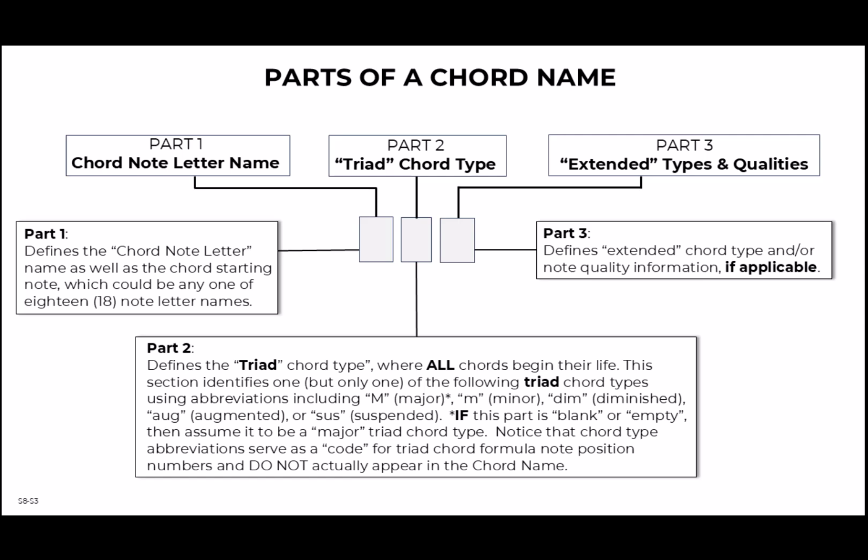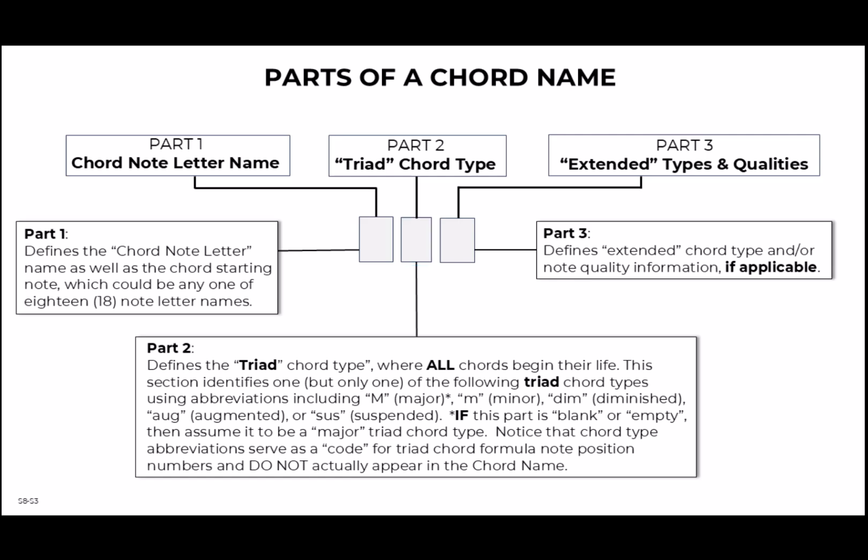Again, to repeat and clarify, the major triad chord type is officially abbreviated with a capital letter M. However, this M abbreviation is rarely used, and instead, 99% of the time, no letter abbreviation is used at all, and in fact, a space for it doesn't even exist. Thus, when you see no letter abbreviation or no symbol or no space immediately after a note letter name, always assume it to be the major triad chord type.